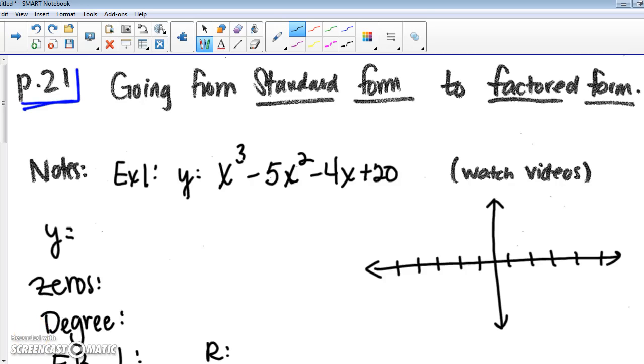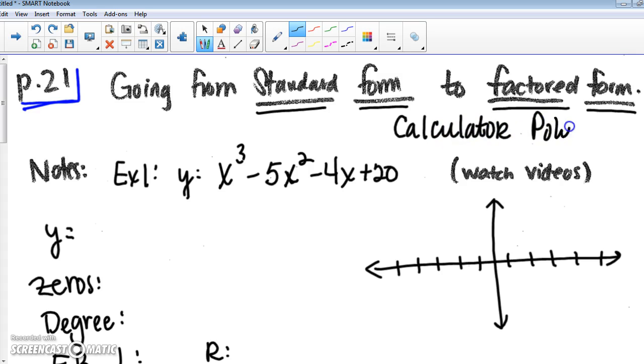In this video, we're going to go from standard form to factored form. And then we're going to do our graphing to review what we did on Friday. So the new part is going to be on the calculator, on using Polysmalt 2.